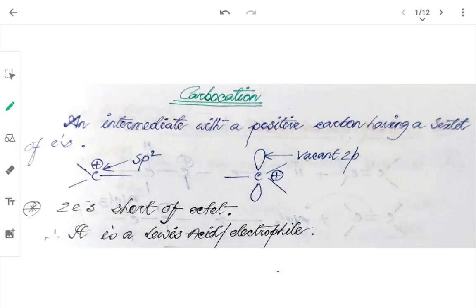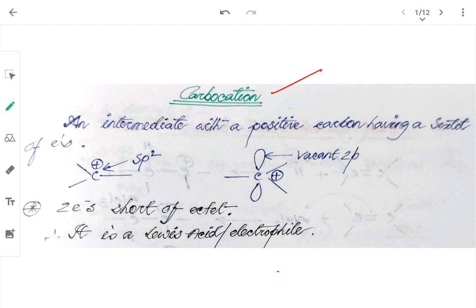So, hi guys, in this video we will discuss the topic carbocation. Now, what is a carbocation? A carbocation is an intermediate with a positive carbon having a sextet of electrons.